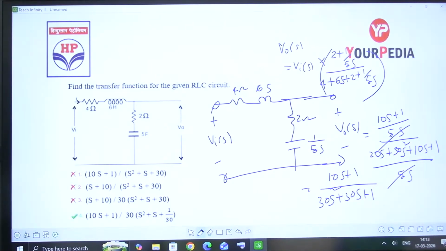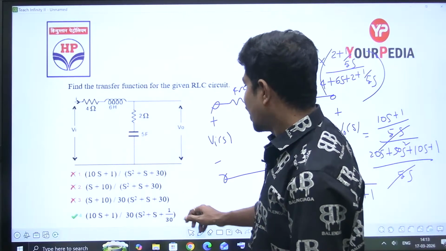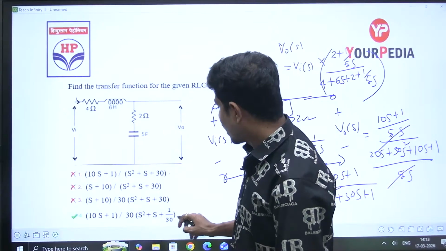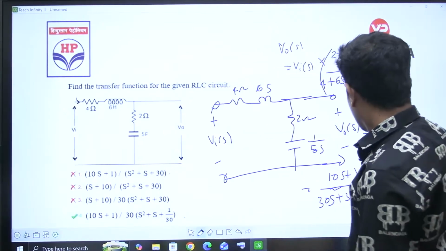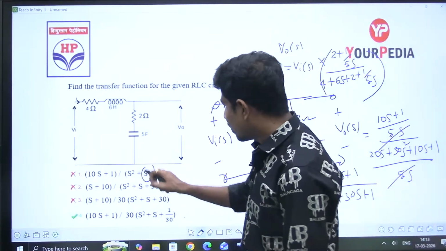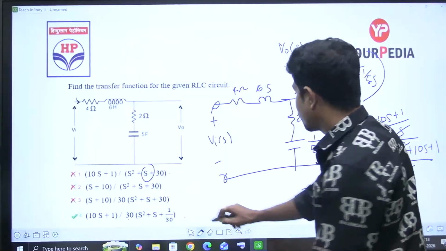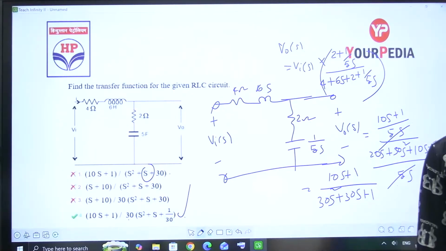So 10S plus 1. Option either 1 or the last one. But if you see, here S is there, but it should be 30S. So option is D. You can take care of the simplification, right?